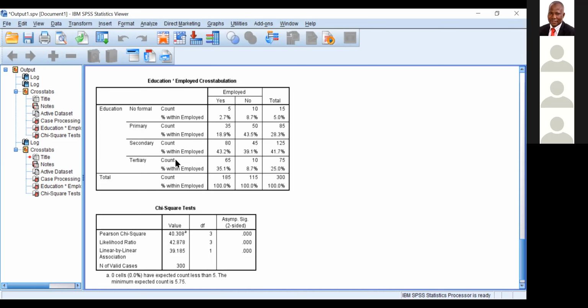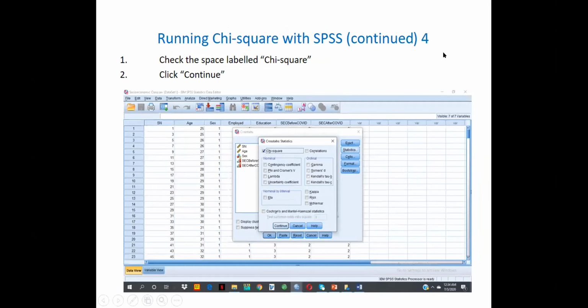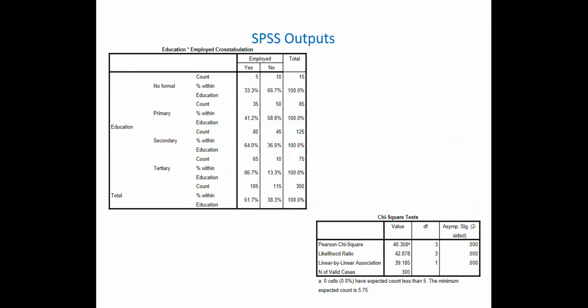Let's go to the next one. Let me share my slide. So that is it, and that's chi-square for trend. And this is just showing in my slide the steps you take. So look at the results, the same result you have shown. So you see.